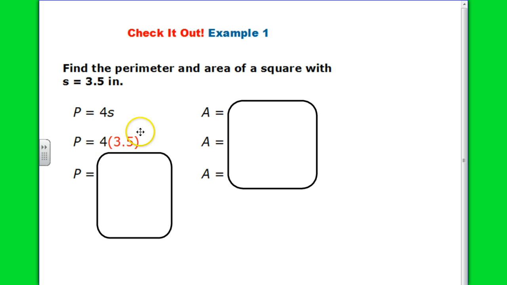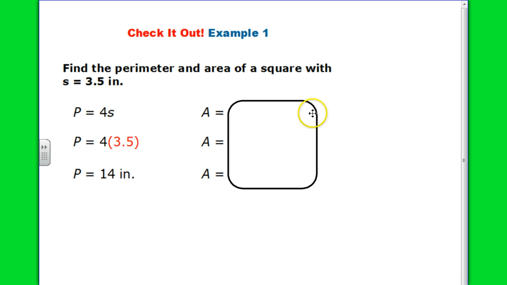and 4 times a half is 2. So 12.2. Actually, that's 2 wholes. When you have 4 halves, you have 2 wholes. So you have 12 plus 2, which is 14. 14. Good, 14 inches. And then, Lauren, the area of a square.